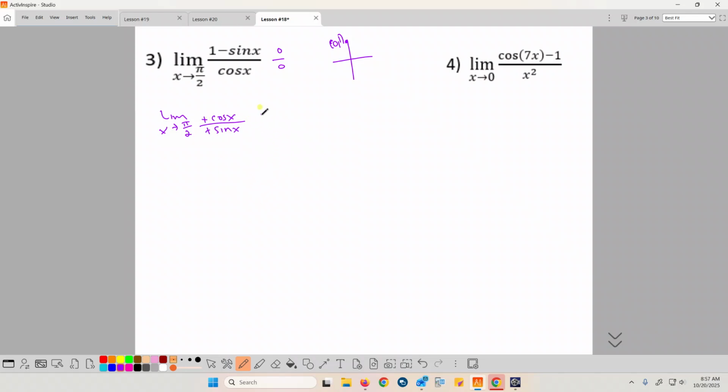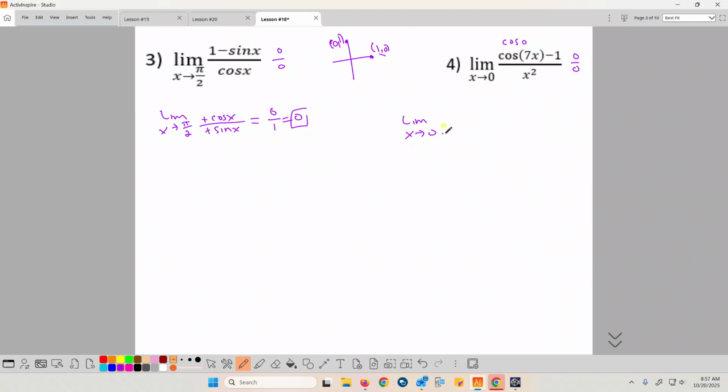From here, we can plug in pi over 2. Remember, cosine of pi over 2 is 0 and sine of pi over 2 is 1, and this just gives us 0. All right, let's try this one here, number 4. I'm going to start by assuming that I have to use L'Hopital's rule. If I plug in 0, we end up with 7 times 0, which is 0. Well, what is cosine of 0? Let me draw the point up there, and the coordinate for that would be 1, 0. So cosine of 0 should be 1. We end up with 1 minus 1 up there, so that's 0 over 0.